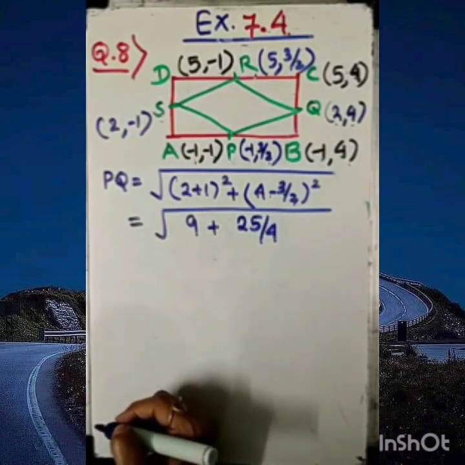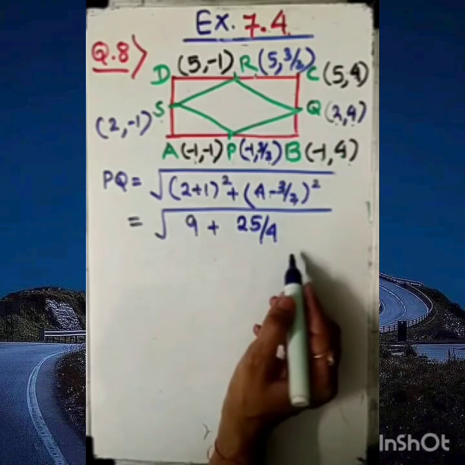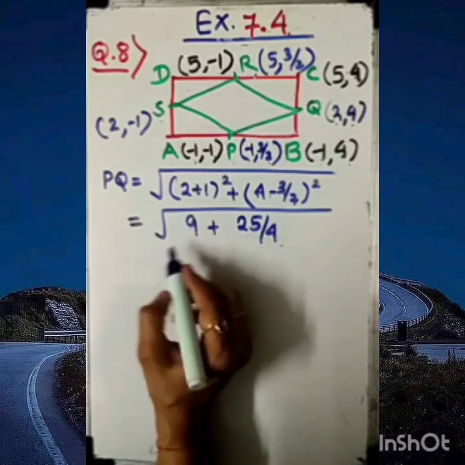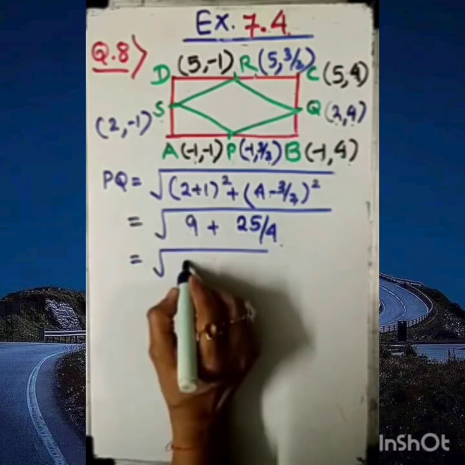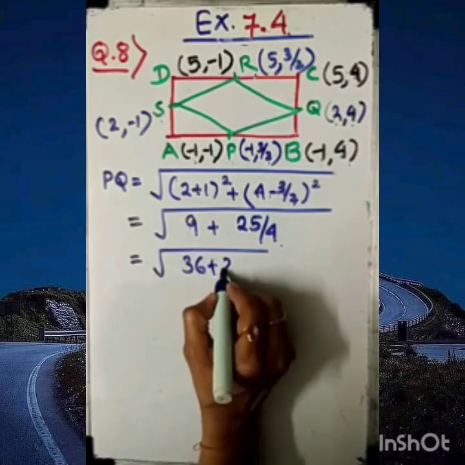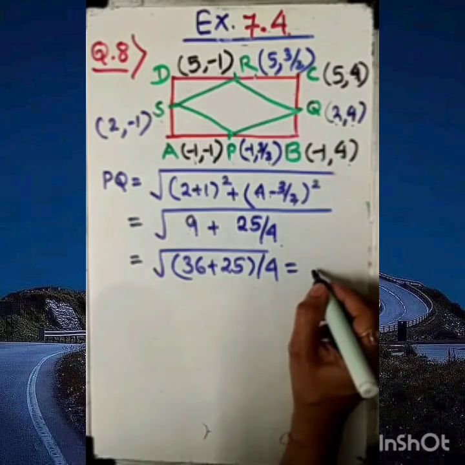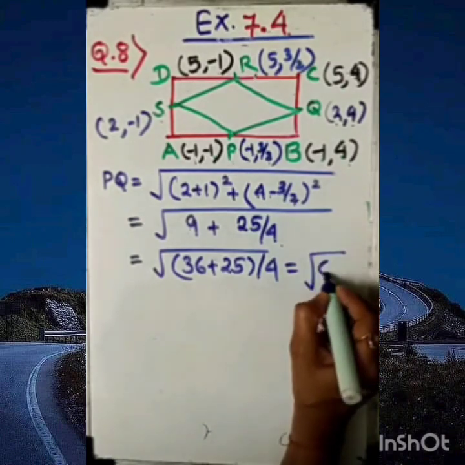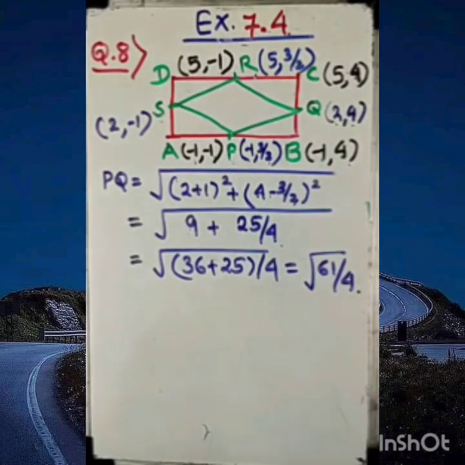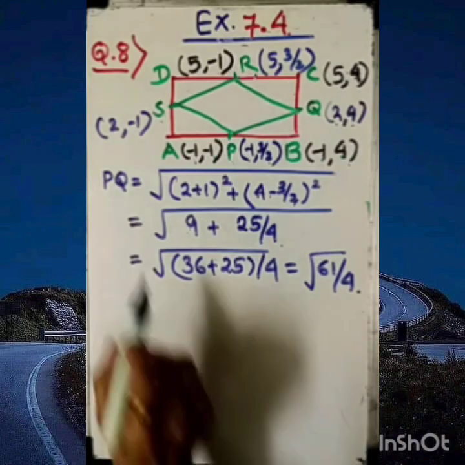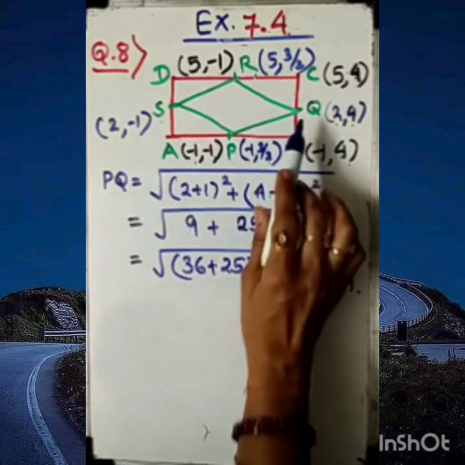Okay, we need to work this out also. 9 is 36 by 4, so under root of (36 plus 25) divided by 4. So my dear student, the sum is coming 61 divided by 4. This is the distance from P to Q.